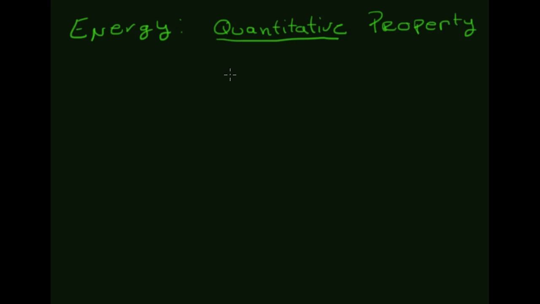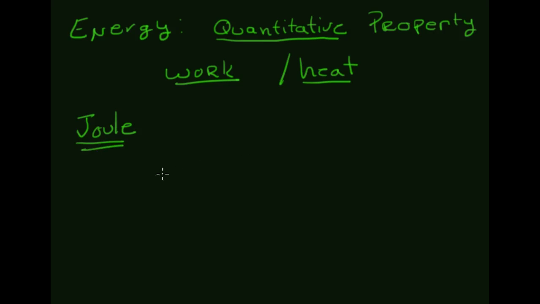mass, that must be present in order for the object to be able to do work or generate heat. Okay, so the ability for an object to be able to do work or generate heat. So if you remember from an earlier video, we measured work in joules. So this is what we're going to use to measure energy.